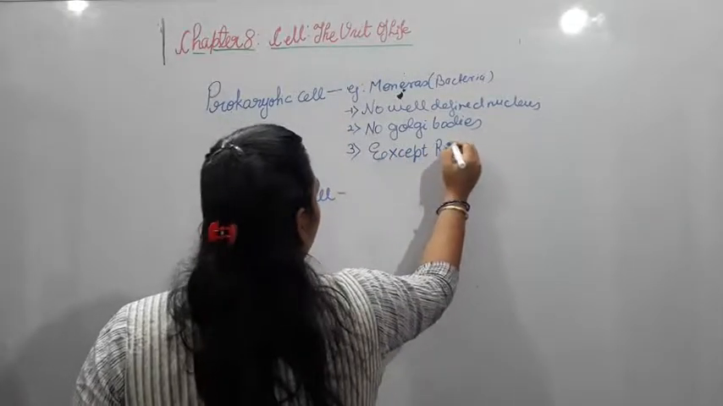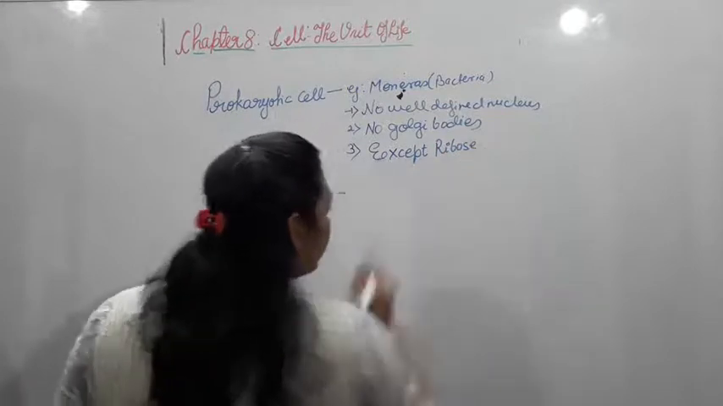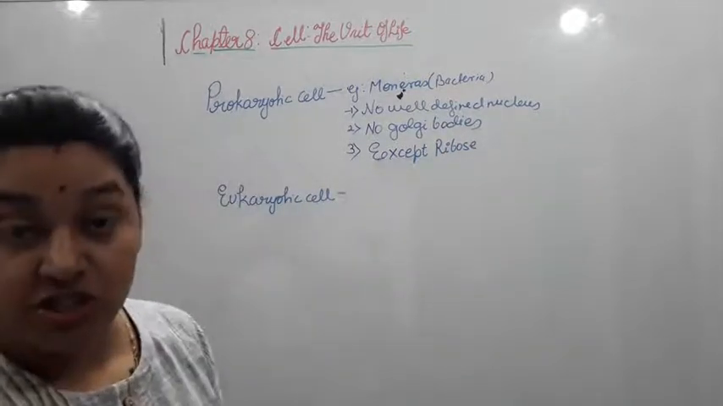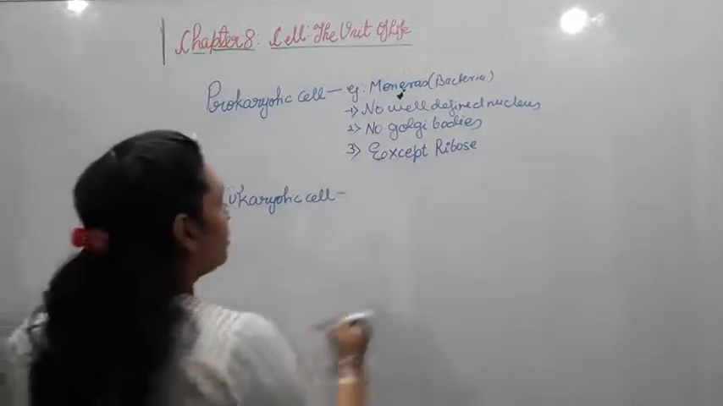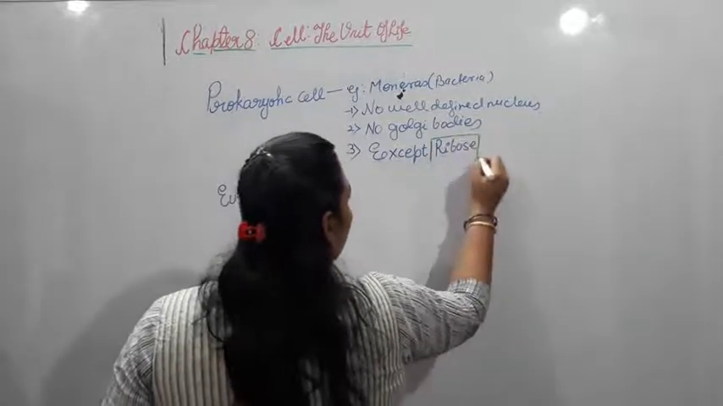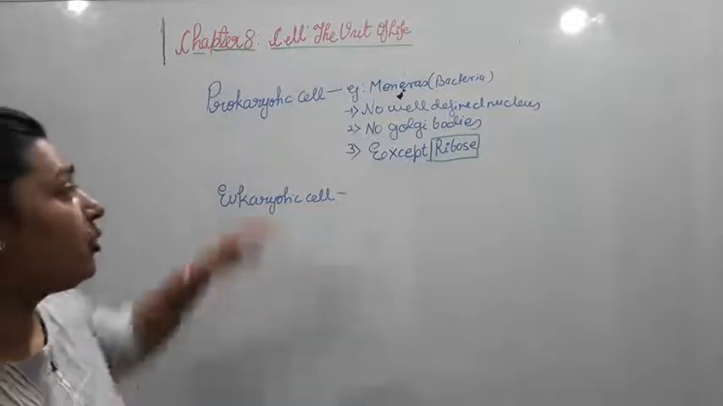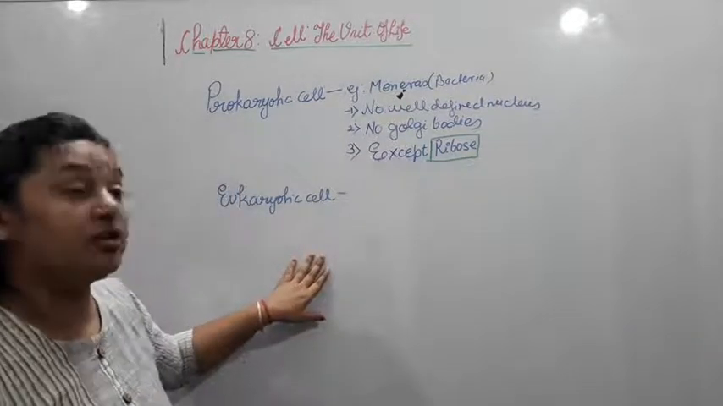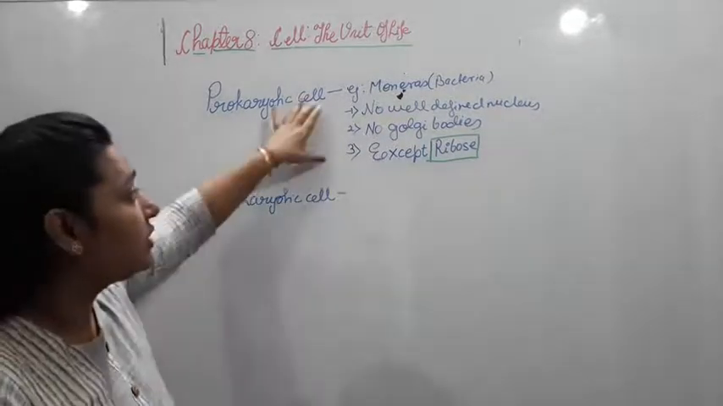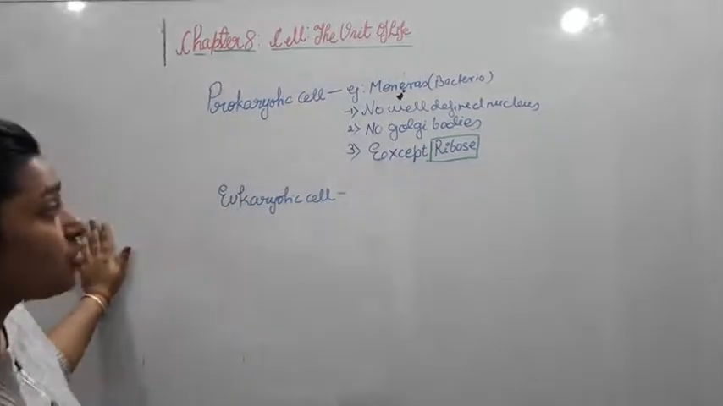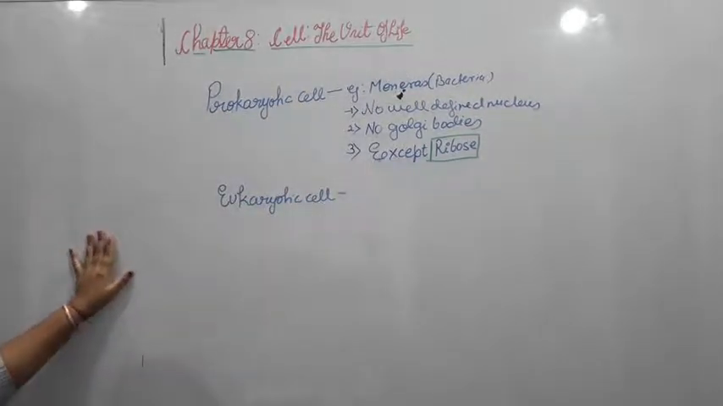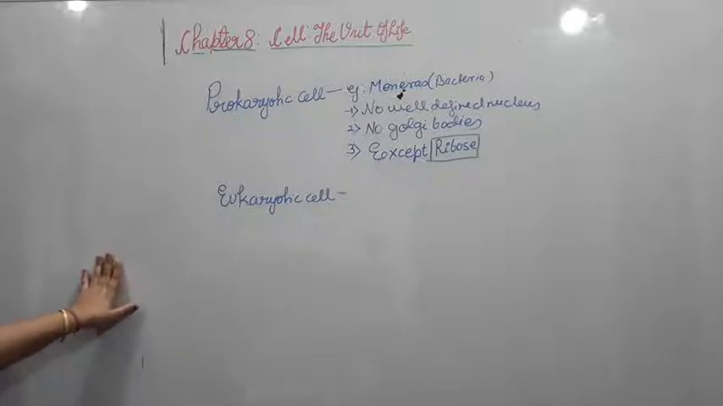This question is often asked in exams: which one is present in both eukaryotes and prokaryotes? You are going to answer that it is the ribosome, which is present in the prokaryotes and eukaryotes as well. Okay, so these are some characteristic features of the prokaryotes which you can see in the moneras or the bacteria.